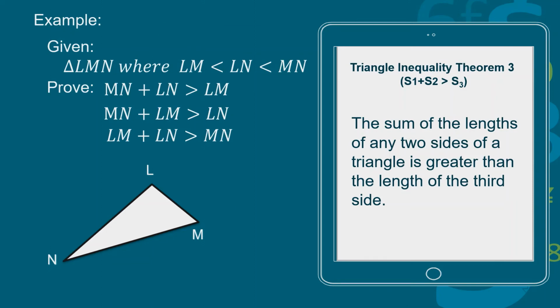Now, let's proceed to Triangle Inequality Theorem number 3, wherein the sum of the lengths of any two sides of a triangle is greater than the length of the third side. So, with the given triangle LMN, wherein LM is less than LN and less than MN, we are going to prove that the sum of the two sides of this triangle is greater than the third side.